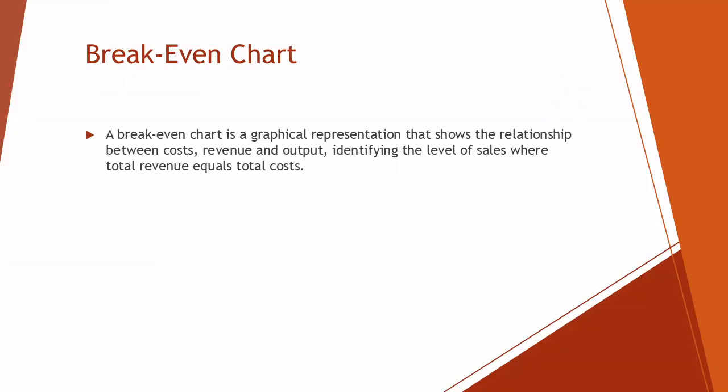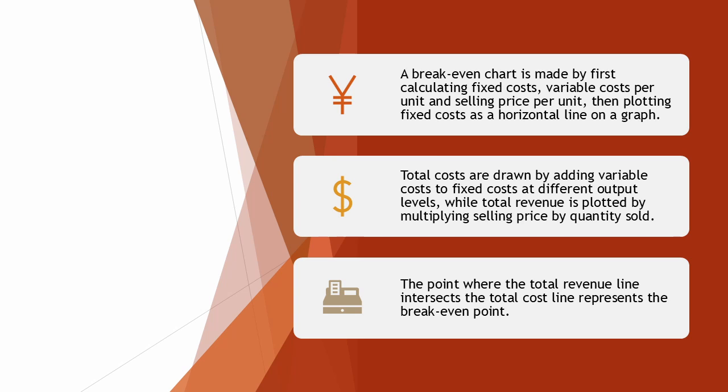Break-even chart. A break-even chart is a graphical representation that shows the relationship between costs, revenue, and output, identifying the level of sales where total revenue equals total costs. A break-even chart is made by first calculating fixed costs, variable costs per unit, and selling price per unit, then plotting fixed costs as a horizontal line on a graph. Total costs are drawn by adding variable costs to fixed costs at different output levels, while total revenue is plotted by multiplying selling price by quantity sold. The point where the total revenue line intersects the total cost line represents the break-even point.